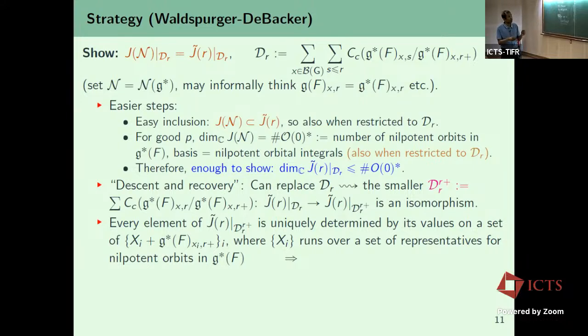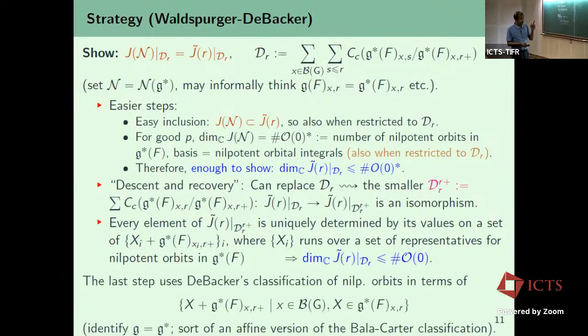Using those two properties, you prune dr r plus to a much smaller set of representatives, whose cardinality is exactly the number of nilpotent orbits, and from that one can show that the dimension of this space is at most the number of nilpotent orbits in G star. Again it's a very clever argument, and the main point of this step is DeBacker's classification of nilpotent orbits in terms of precisely such cosets.